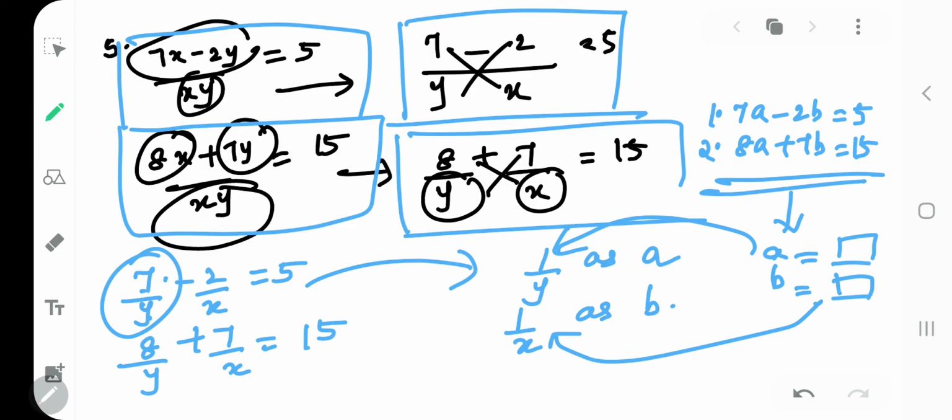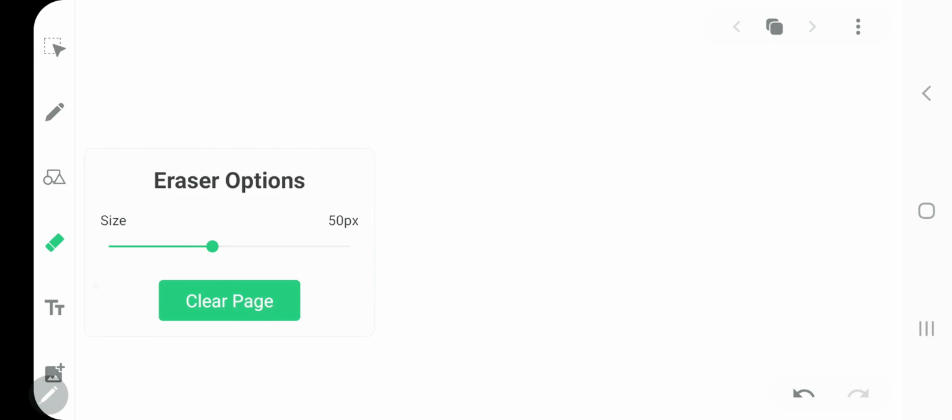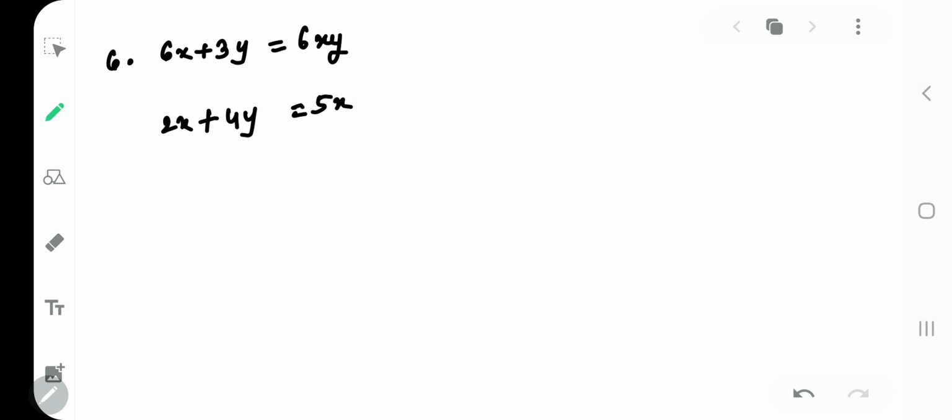Okay, so that was your problem number 5. Yes, we will jump on to problem number 6. And problem number 6 says 6x plus 3y is equal to 6xy, and 2x plus 4y is equal to 5xy.